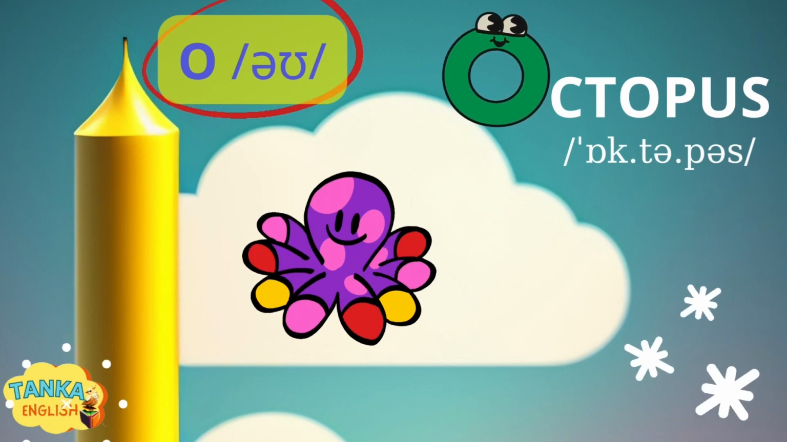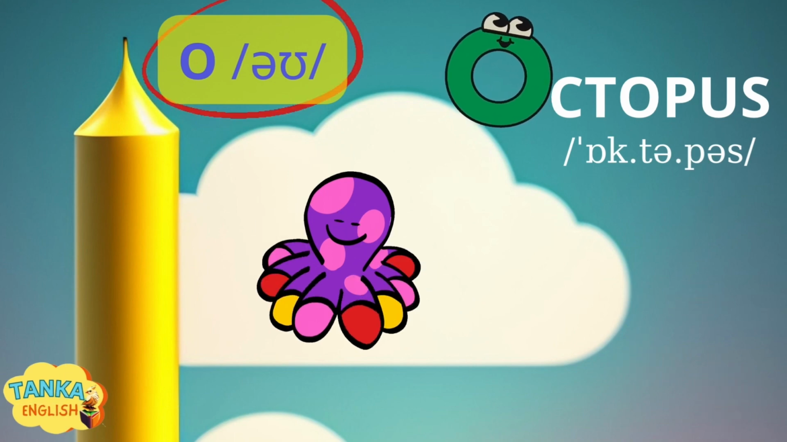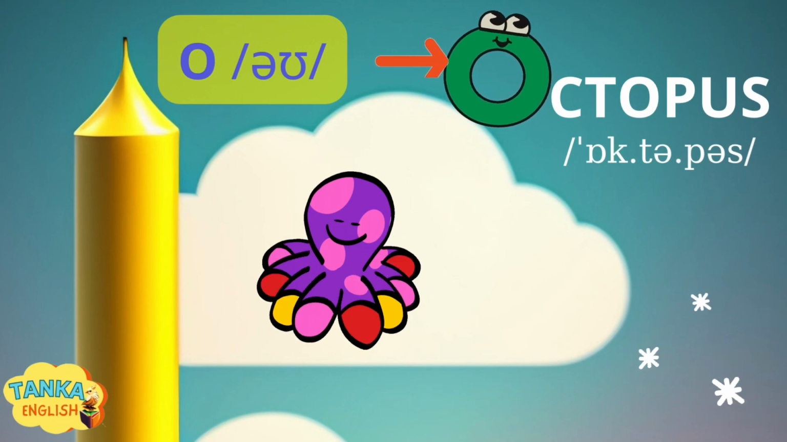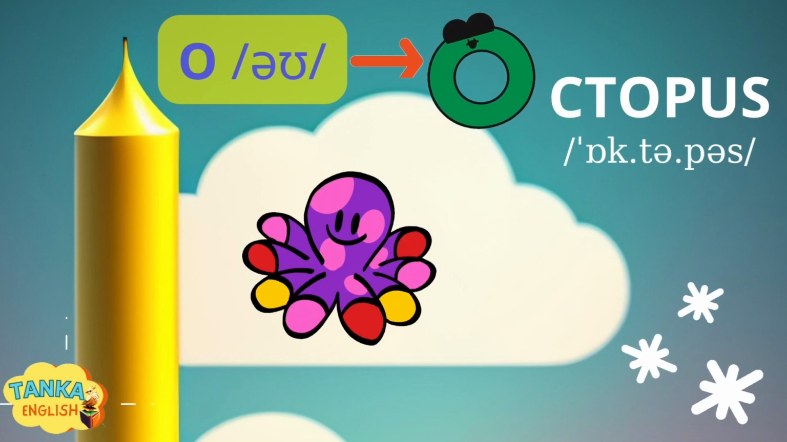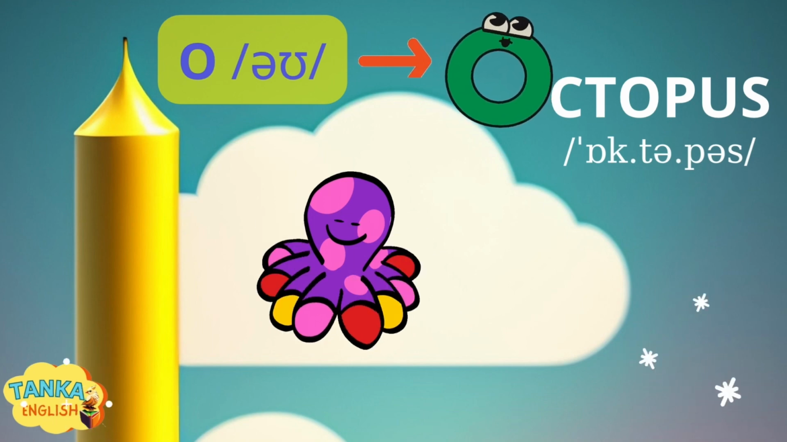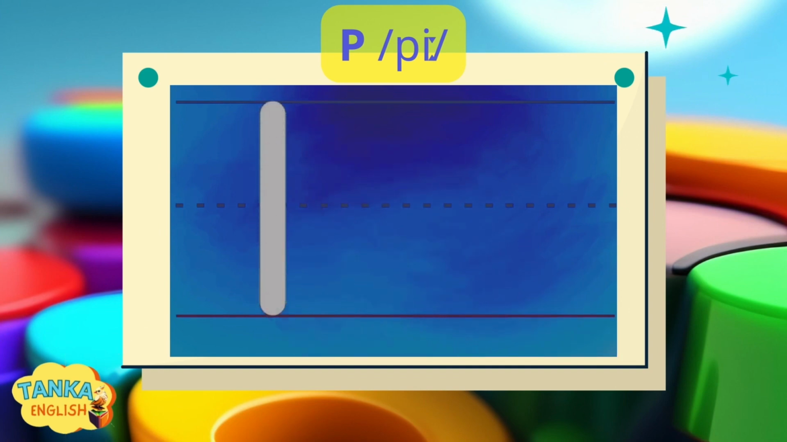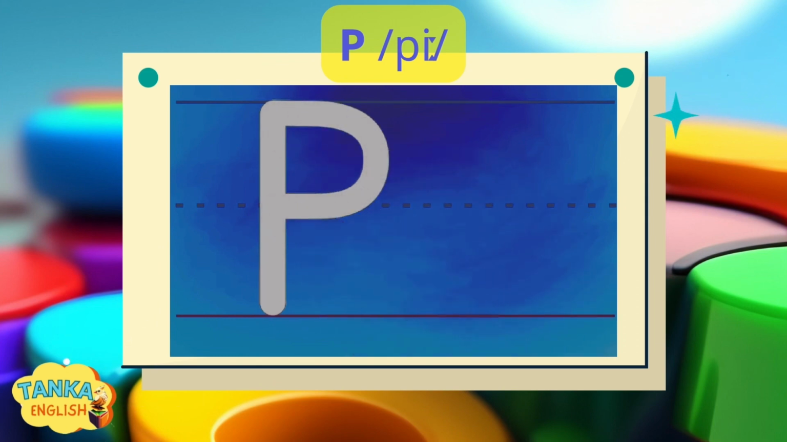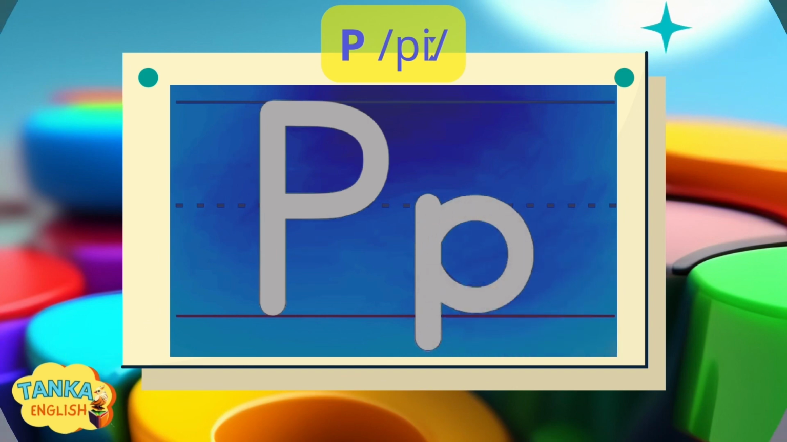O. Octopus. You're writing letter P, uppercase P. Lowercase P. That's great.